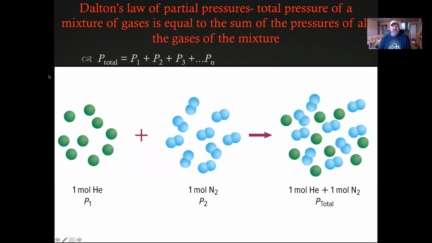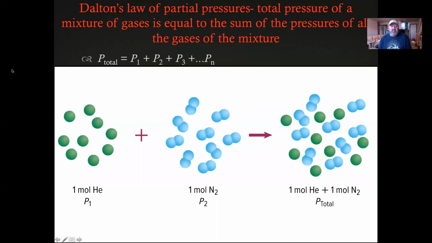Okay, so Dalton's law of partial pressure tells us that total pressure of the mixture of gases is equal to the sum of the pressure of all the gases in the mixture. Okay, that sounds kind of ridiculous, right? Basically what that's saying is if you have a container that has 2, 3, 4, 5 different types of gases in it, each one of those gases behaves a little bit differently because they aren't exactly the same.